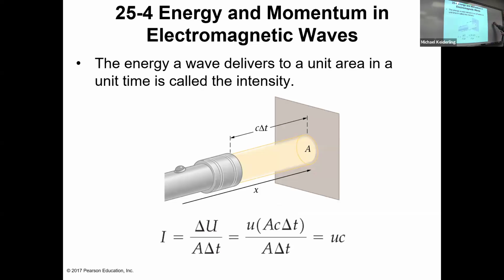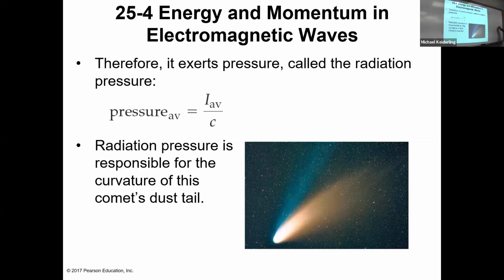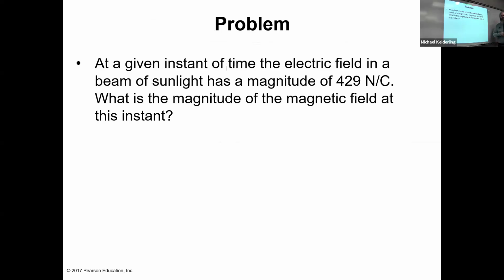And then intensity ends up equaling delta U over area times delta T, which ends up equaling energy density times the speed of light. And momentum is energy transmitted over C. So pressure is average intensity over C. And the units for intensity is watts per square meter, power per square meter.